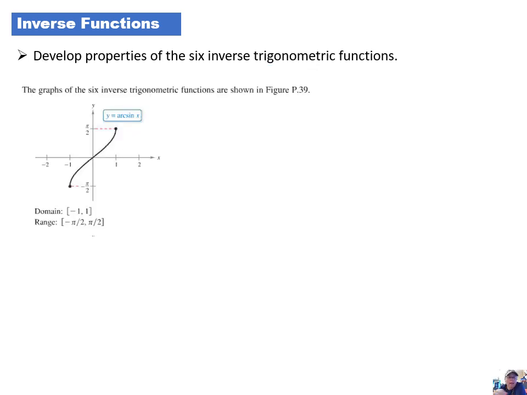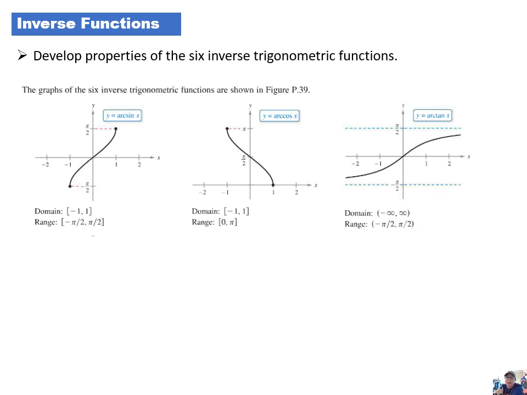Now, looking at arc sine, notice the pieces of it. It goes from -1 to 1, and its range -pi/2 to pi/2. That's where it hits all of its values. Arc cosine, -1 to 1 for the x values, and 0 to pi hits all of its values for y. Arc tan, or tan inverse, domain is -infinity to infinity, but it keeps between -pi/2 and pi/2 for its horizontal asymptotes.